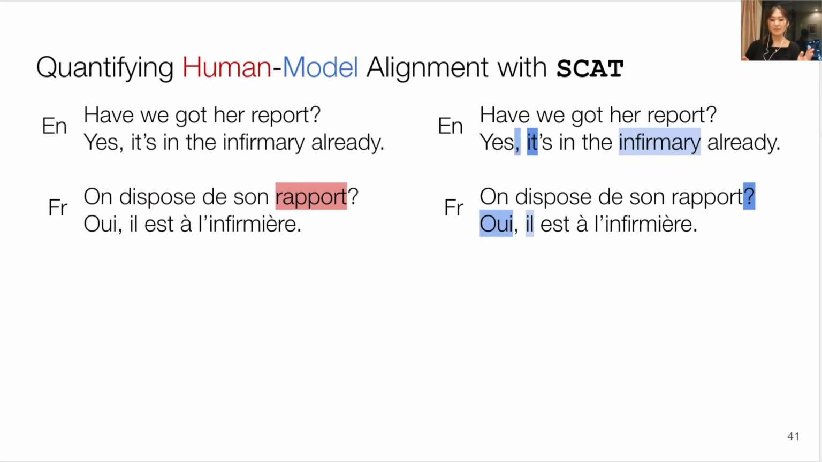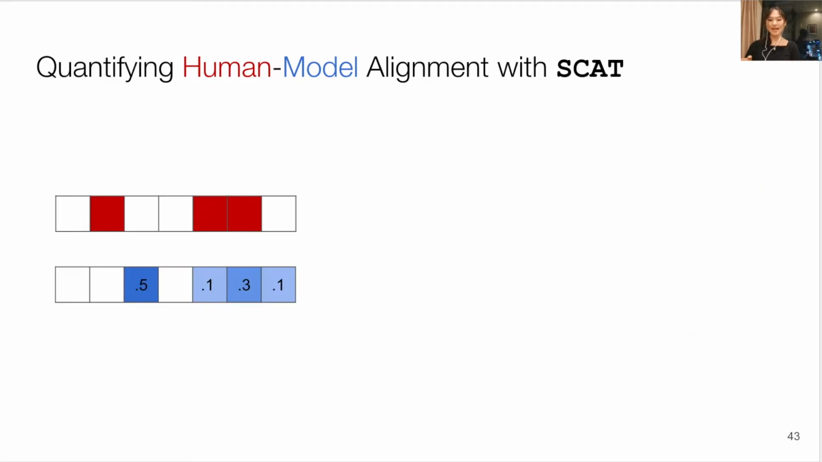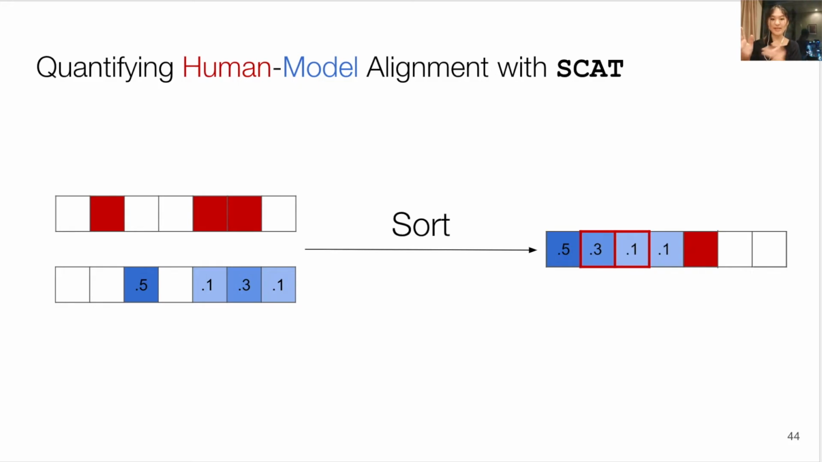And to quantify the alignment between the human's and the model's attention, we construct vectors that represent the SCAT annotations and the model attention while translating the ambiguous pronoun. Then, taking the SCAT vector and the model attention vector, we first sort the tokens by decreasing model attention weights. Then we look for the rank of the first supporting context token from SCAT in the sorted vector. So in this example, the alignment score becomes 2. And the more attention the model assigns to the supporting context, the lower the alignment score. And we also used 2 other additional alignment metrics that you can find in our paper.